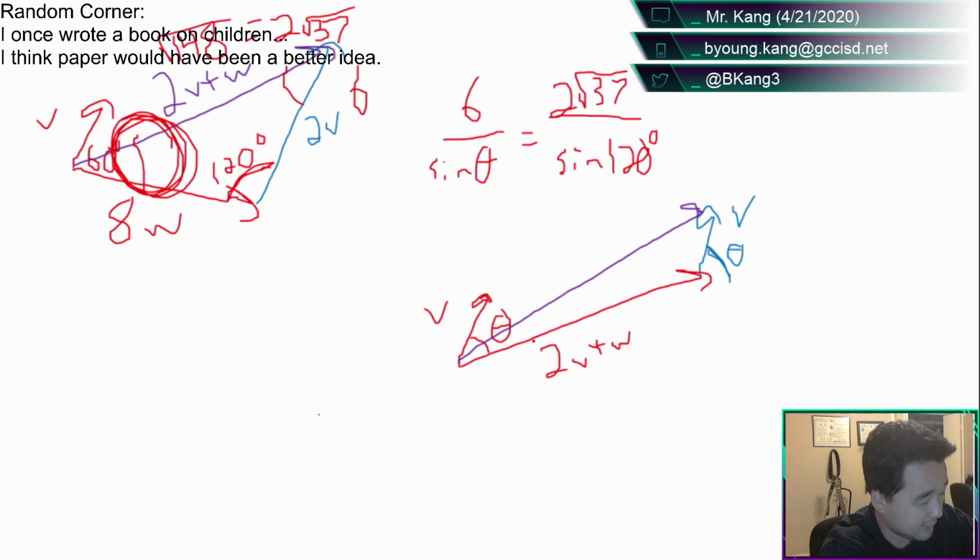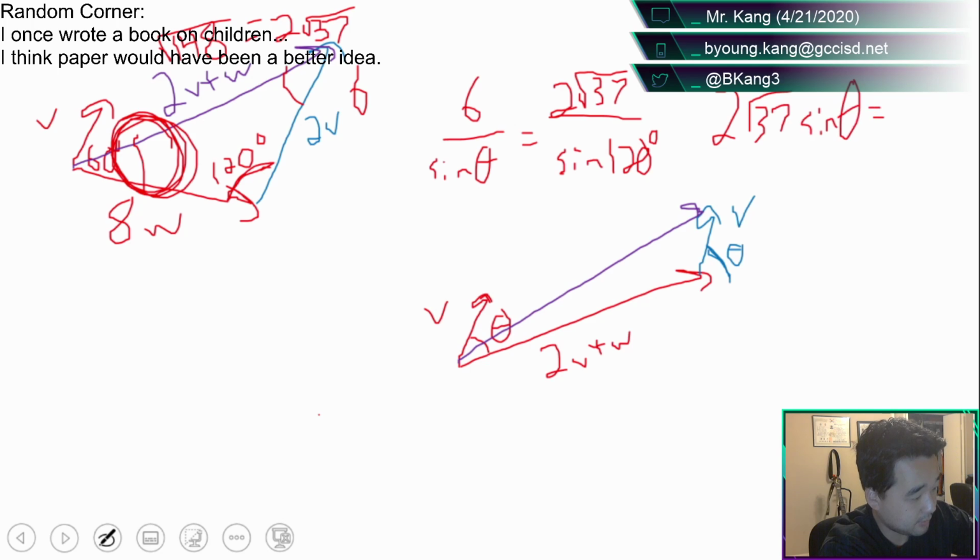So cross multiply and divide. You've got 2 square root of 37 sine theta equals 6 times positive square root of 3 over 2, so 3 square root of 3. At this point, you should have everything you need to figure out what theta is. So divide by 2 square root of 37 and take the inverse sine of both sides. 60 minus that should be the answer. Okay?